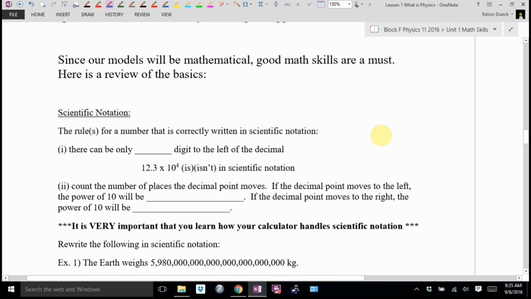Since our models will be mathematical, good math skills are a must. Here is a review of the basics. Put your pencils down.